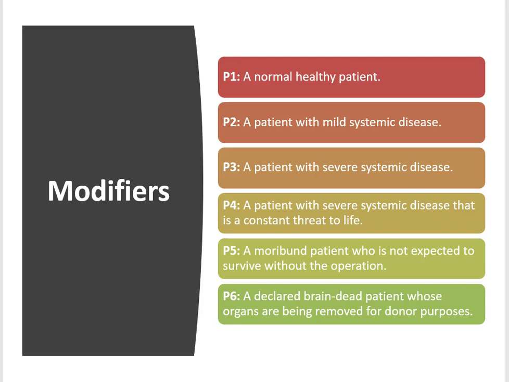They're divided starting with P1, which is a normal healthy patient, and they can go all the way up to P6, which is a patient that's brain dead, whose organs are being removed for donor purposes. In a fair amount of organizations, it is the anesthesia provider that identifies the patient's physical status, and that's the reason why they do that preoperative interview, so that they can determine and confirm what the patient's physical status is.